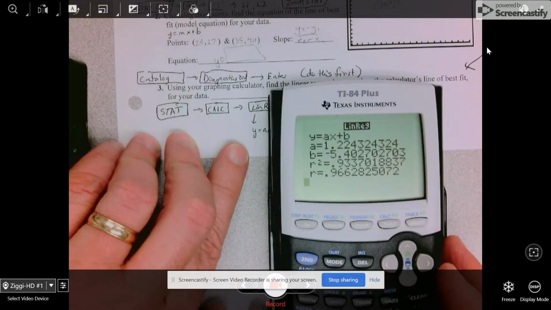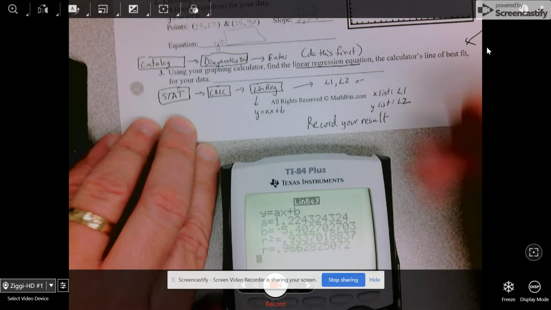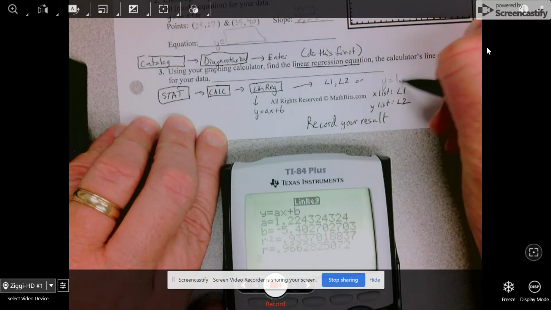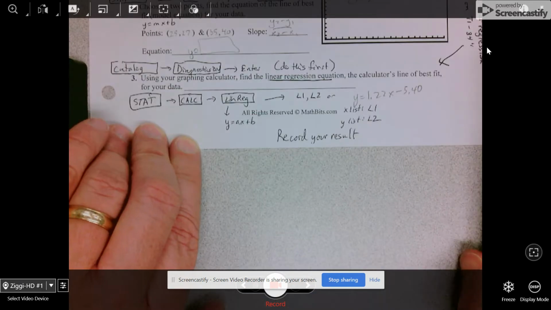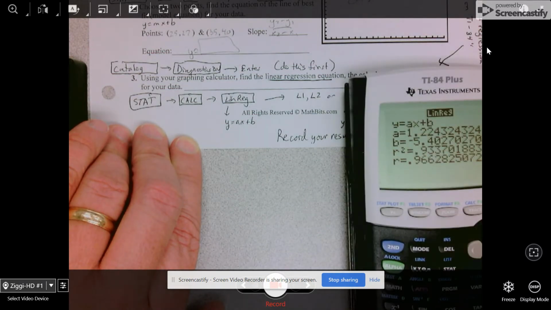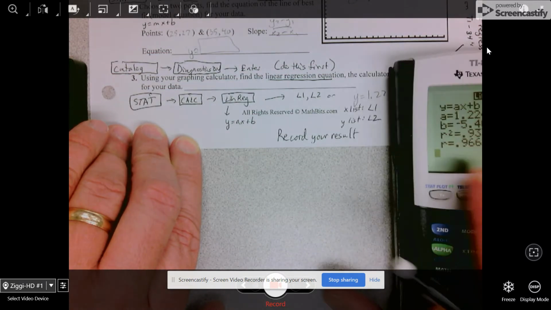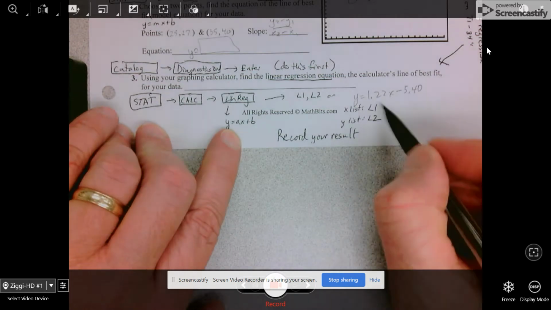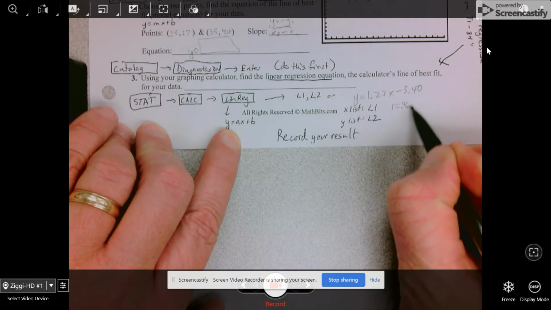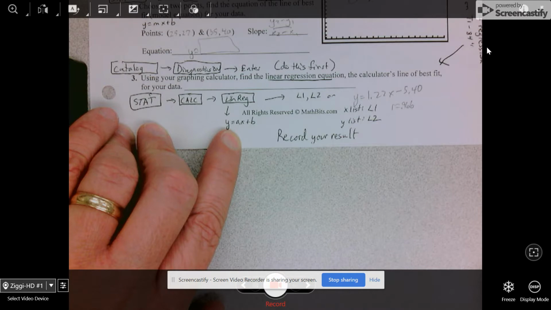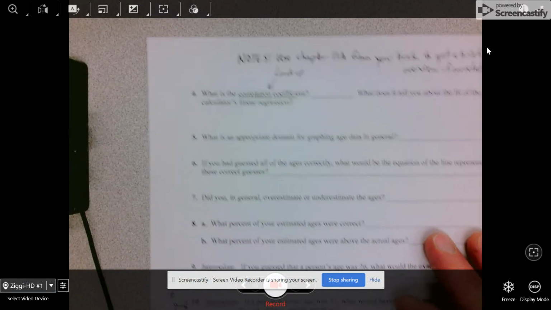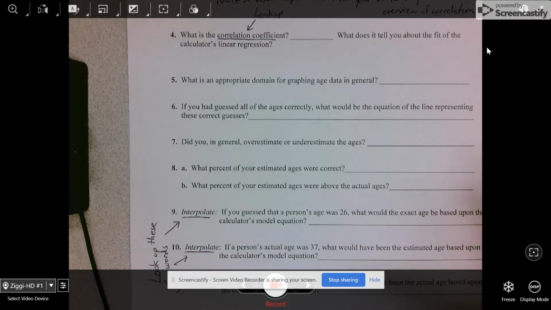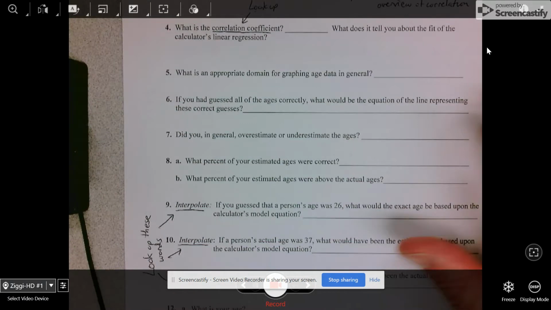Y equals 1.22X minus 5.40. That's my line. Okay, and then the R value is 0.966. That's my correlation coefficient. All right, so that takes care of the front side. I'm going to quickly go through some of the questions here, talk about a couple things, and then you can open the PowerPoint and play it, download it and play it to answer some of these other questions.